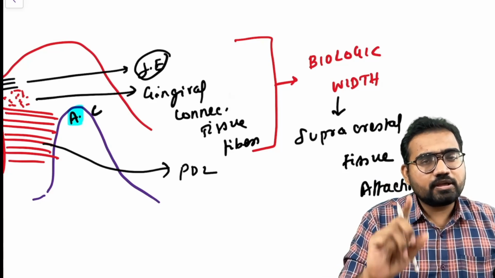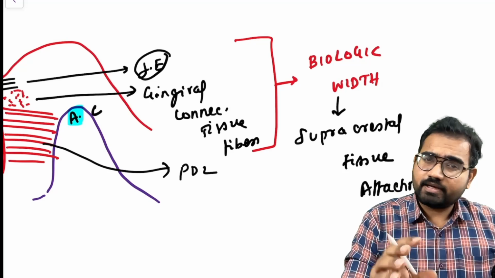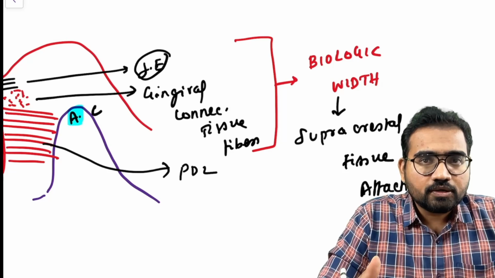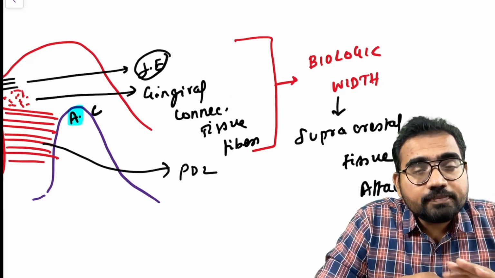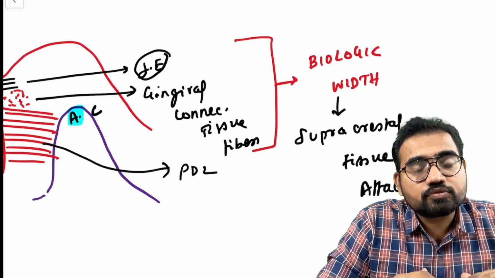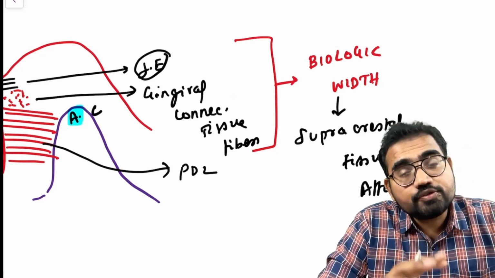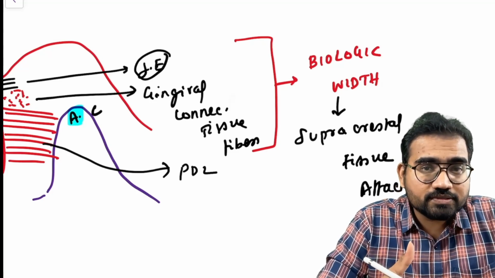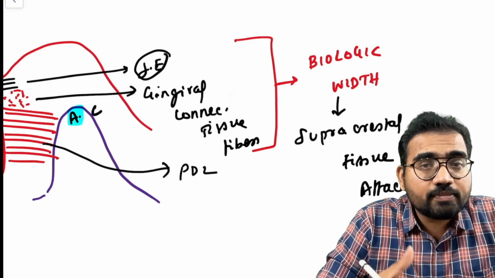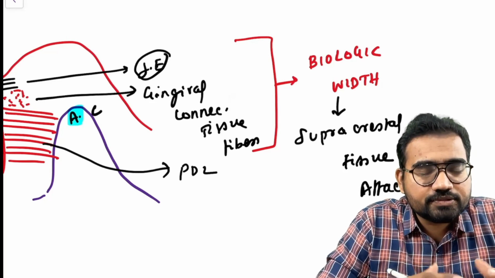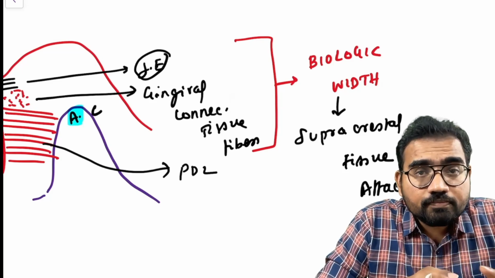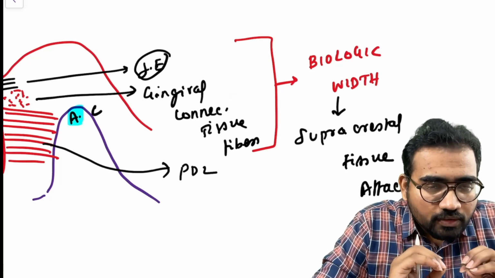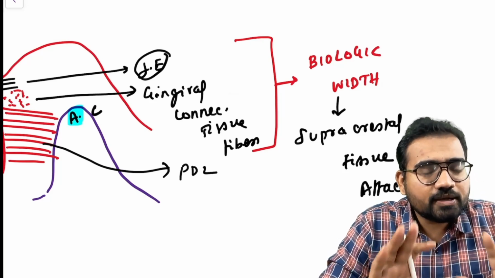I'm damn sure if you're not answering a very basic question like the biological width, which is replaced by supracrestal tissue attachment, you will be pushed at least 1000 to 2000 ranks, and you should answer a very difficult question which these 1000 to 2000 students will not be able to answer. That is a bit sticky situation, right? So don't make mistakes in your basics. So supracrestal tissue attachment is nothing but biological width.